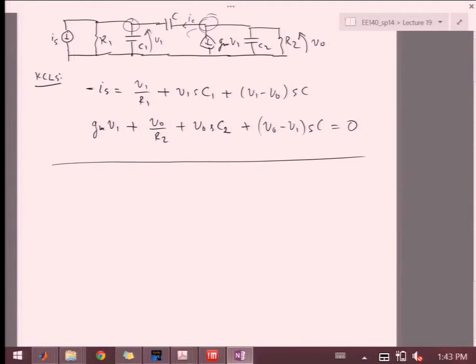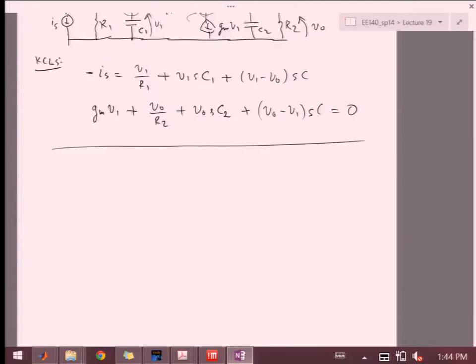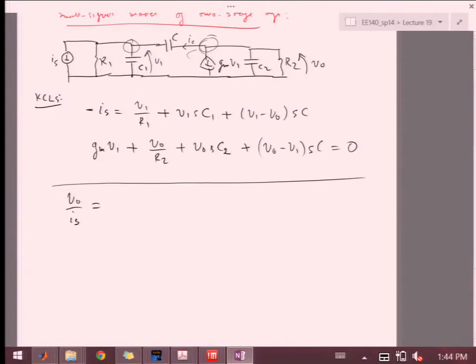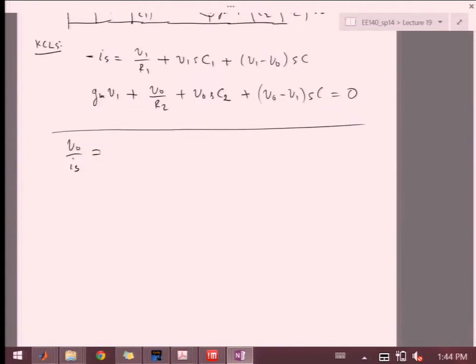If you do the math and kind of take out V1 from both of these equations, you get something that relates VO to IS. And because IS is just some first stage transconductance times the input voltage of the first stage, that's really your gain. Okay? So this is just the overall transimpedance of the amplifier. And what you'll get is the following.